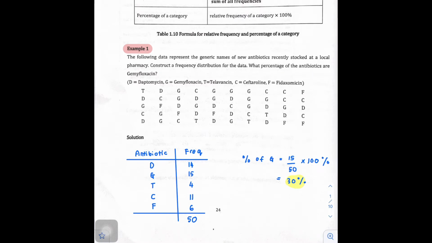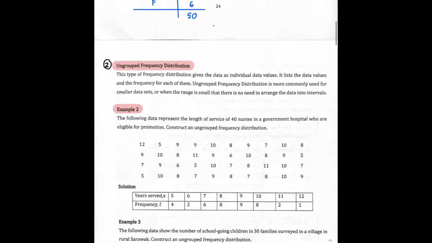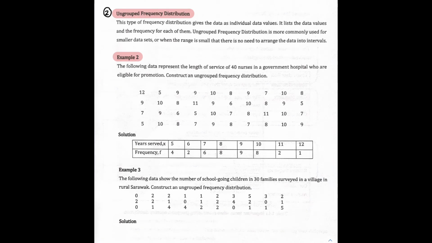Okay, and then the question asks what percentage of the antibiotics are G. So G here is 15. How to find the percentage? 15 over 50 times 100%. So your answer will be 30%. So this is the first type of table that you have to construct if you have a qualitative question from the project.